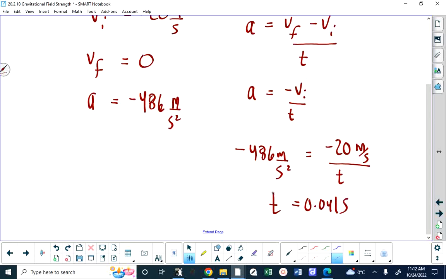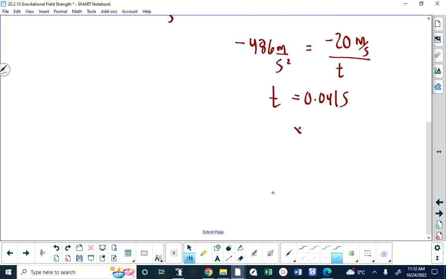That's how long it would take for the object to reach its maximum height. If I want to find the total time in the air, I can double it. I missed a 0 there. Thank you, Alex.